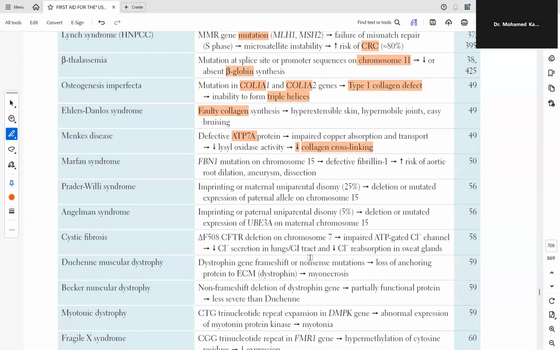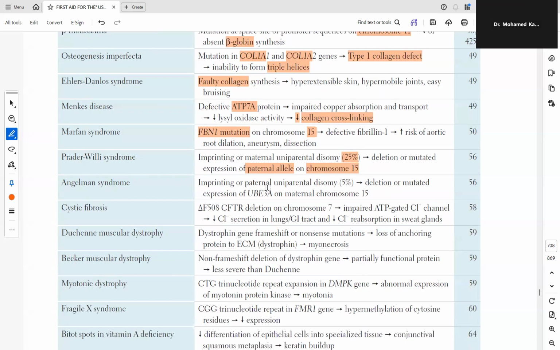Marfan syndrome: FBN1 mutation on chromosome number 15, defective fibrillin 1, with increased risk of aortic root dilation, aneurysm, and aortic dissection. Okay. Prader-Willi syndrome: imprinting, with maternal uniparental disomy in 25%, and deletion or mutated expression of the paternal allele on chromosome number 15.